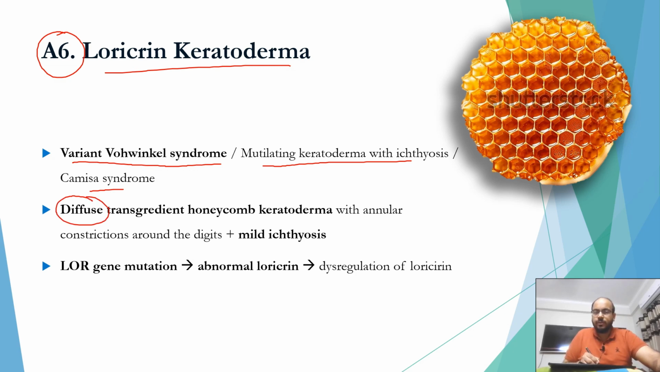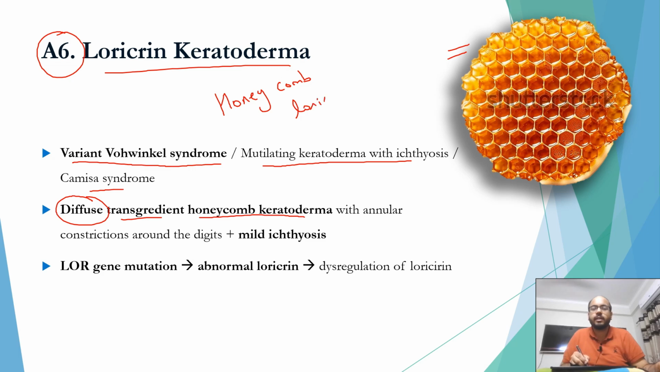You have diffuse keratoderma. We are discussing diffuse keratodermas. Transgradient honeycomb keratoderma. So here's a picture of honeycomb. In Loricrin keratoderma, the thickened plaque will have small craters in between, giving it a picture of honeycomb. So that is known as honeycomb keratoderma. Always remember the term honeycomb keratoderma is seen in Loricrin keratoderma. Okay, clear? And the ichthyosis is mild, it's not severe.